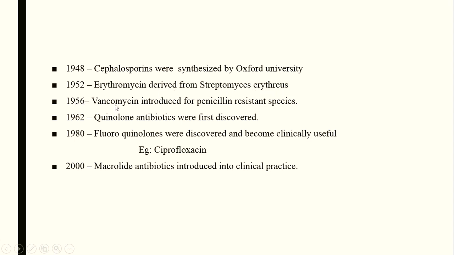In 1956, vancomycin was introduced for penicillin resistant species for various diseases. In 1962, quinolone antibiotics were first discovered. In 1980, fluoroquinolones were discovered and they became clinically useful. Examples of fluoroquinolones are ciprofloxacin, lomefloxacin, sparfloxacin, ofloxacin, which are used for the treatment of urinary tract infections and so on. In 2000, macrolide antibiotics were introduced into clinical practice.